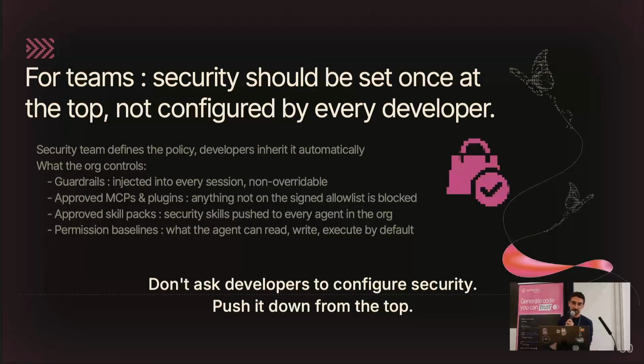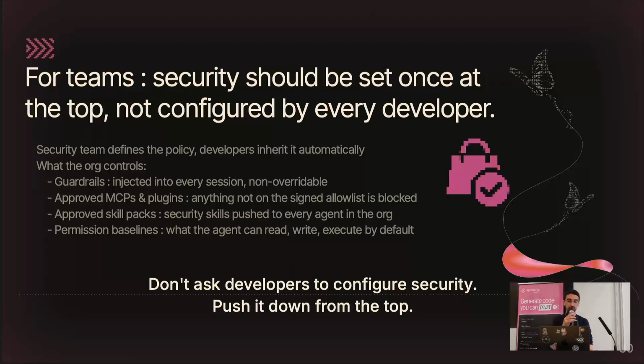And the last slide is for teams. If you are working in a company, security should be set once at the top, not configured by every developer. The security team, like the CISO, should be the one that defines the policy, and the developers should inherit the policy automatically. So what can the chief security officer control? He can define a set of guardrails that will be propagated to the whole organization.